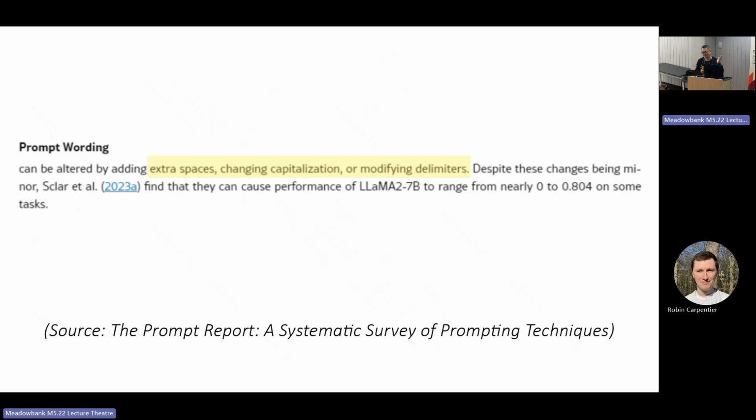And here, if you add extra spaces, capitalization, or use delimiters, I will explain what a delimiter is later. For now, just know that basically it's a boundary that you set between your question and your data. It makes it clear to the AI which part is your question and which part is your data.